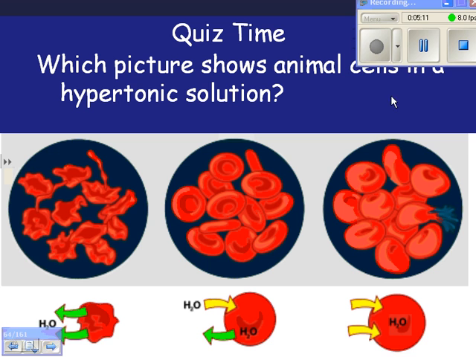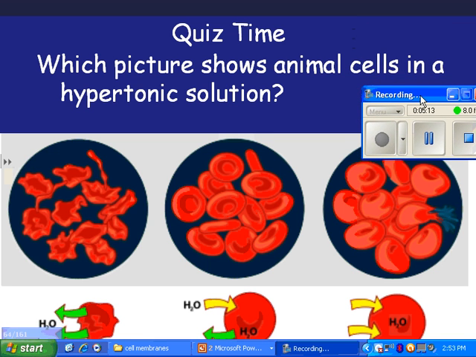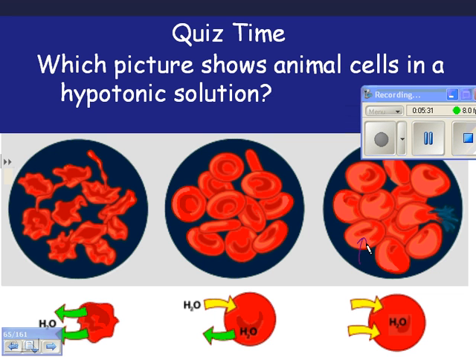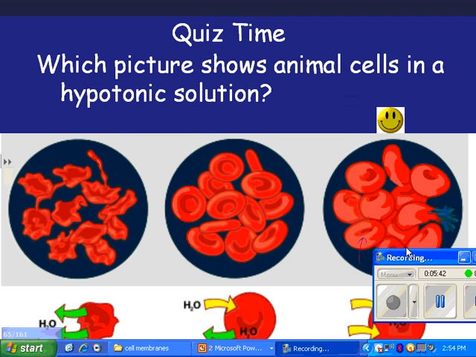Which picture shows animal cells in a hypertonic solution? So with hypertonic, there's a lot of dissolved stuff on the outside, and water tends to come out. So that looks like this. Which picture shows animal cells in a hypotonic solution? So in a hypotonic solution, water goes in like it's showing here because it's going from high, where it's a hypotonic solution, almost nothing dissolved in it, inside, and then it might get so much water inside that it would break. So that one.